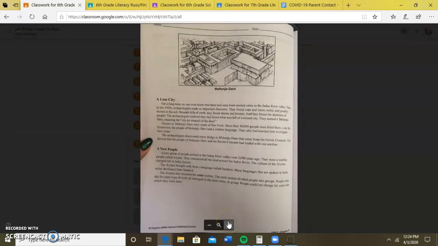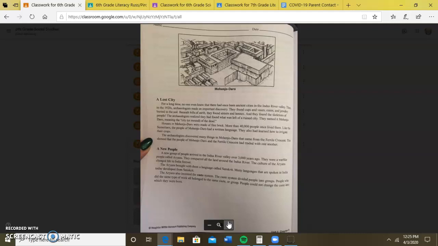Page 38. A lost city. For a long time, no one even knew that there had been ancient cities in the Indus River Valley. Then, in the 1920s, archaeologists made an important discovery. They found cups and vases, coins, and jewelry buried in the soil. Beneath hills of earth, they found streets and houses, and they found the skeletons of people. The archaeologists realized they had found what was left of a ruined city. They named it Mohenjo-Daro, meaning the city or mound of the dead.